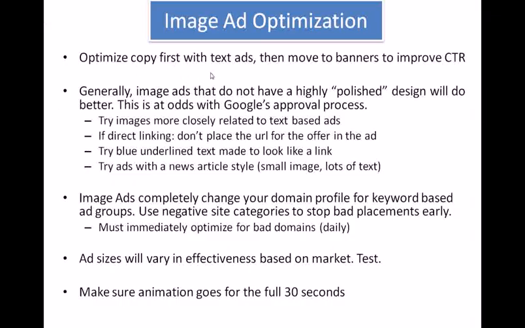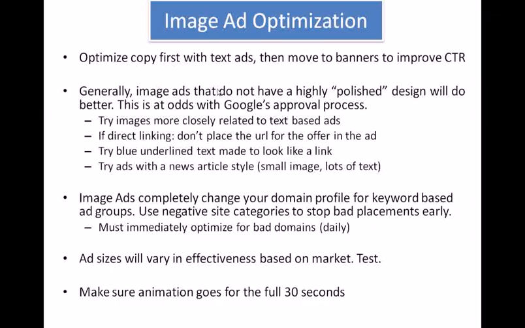All right, so what I mean by optimizing copy first with text ads and then moving to banners is that one of the most important things on your banner is the copy. The thing that makes banners so powerful is that you have many different factors that you can optimize. But copy is probably the most important thing that you have in the banner. People buy because of how they relate to the copy. They don't buy because of how they relate to a picture. It may help them, it may help catch their attention, but it's really the copy that they're responding to.